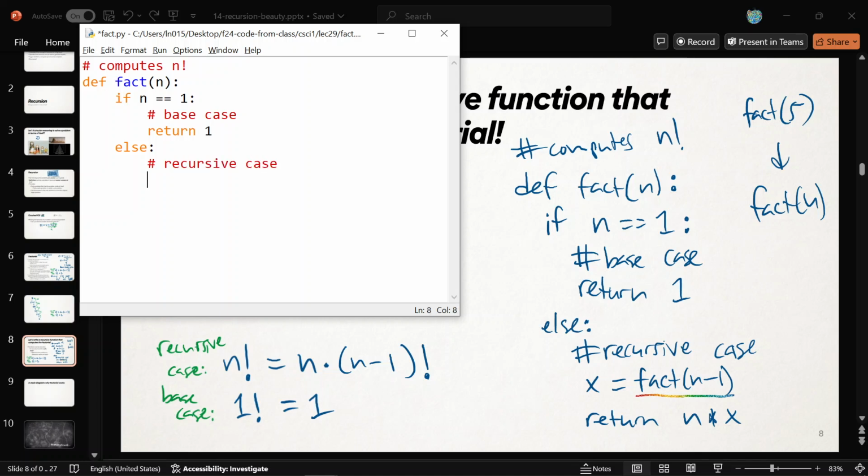And so we need to return n times n minus 1 factorial. Well, we are factorial, so we can ask a smaller version of ourselves for the fact of n minus 1, store it in a variable called x, and then return n times that x. Okay? That'll be the secret. That's what I want to do there.